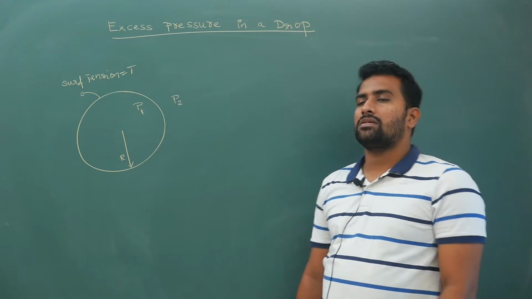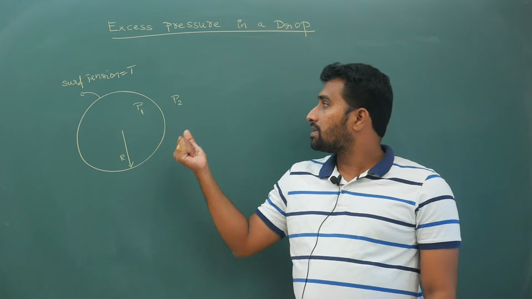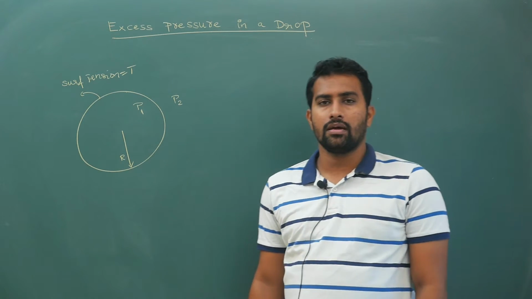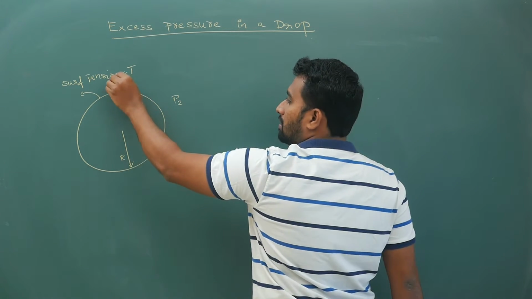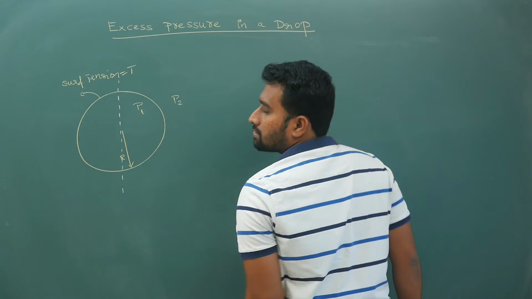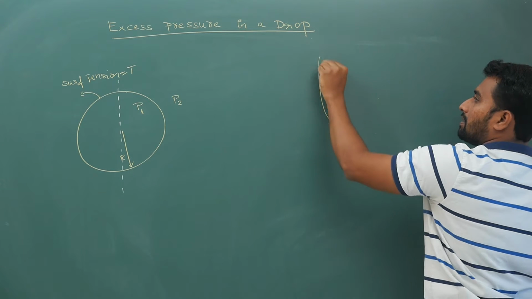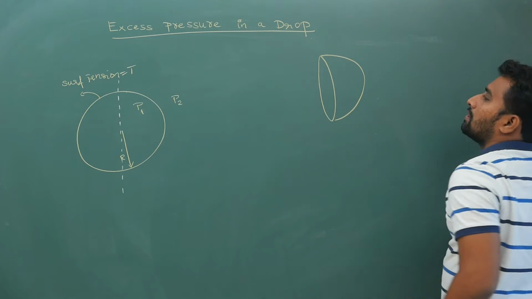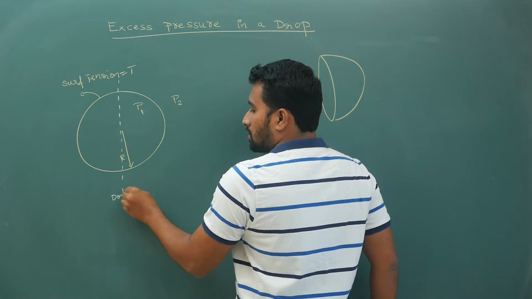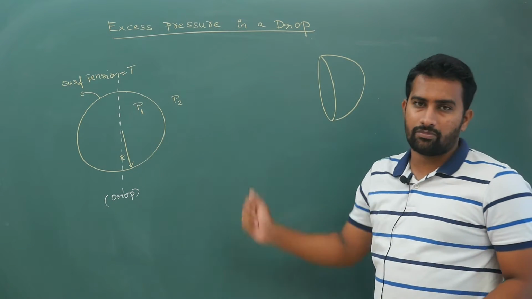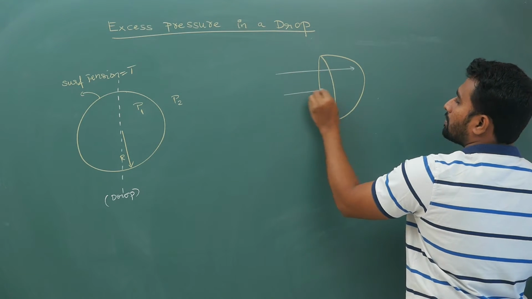Now what are we supposed to do? What is our target? We are supposed to express P1 and P2 in terms of surface tension and radius r. Let us cut this sphere or drop into two parts. So I am taking half portion of this drop.